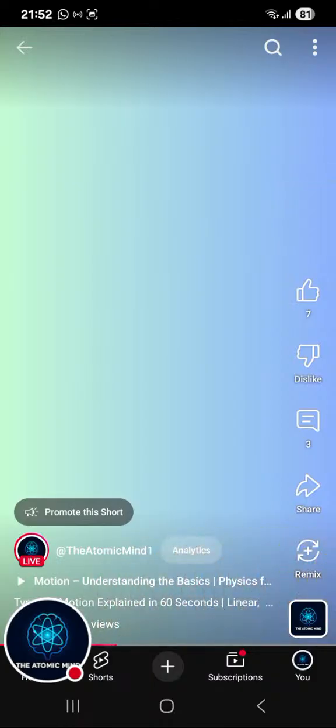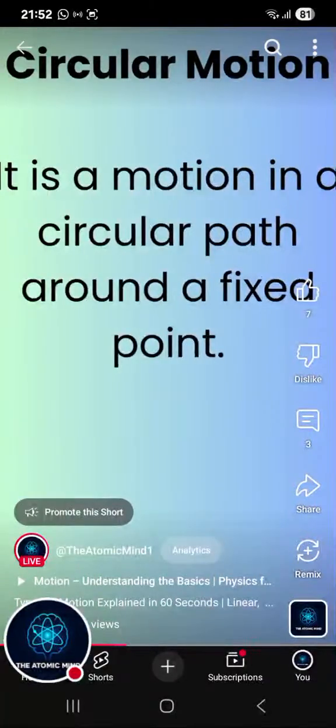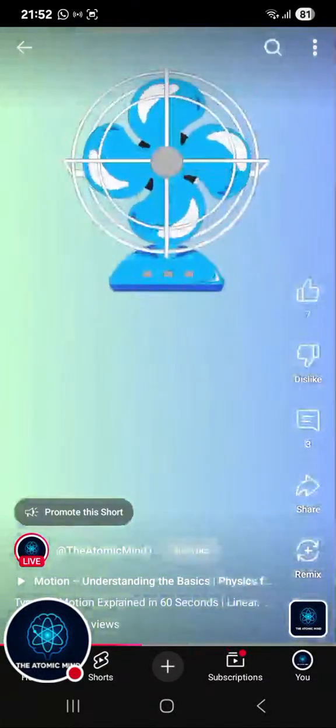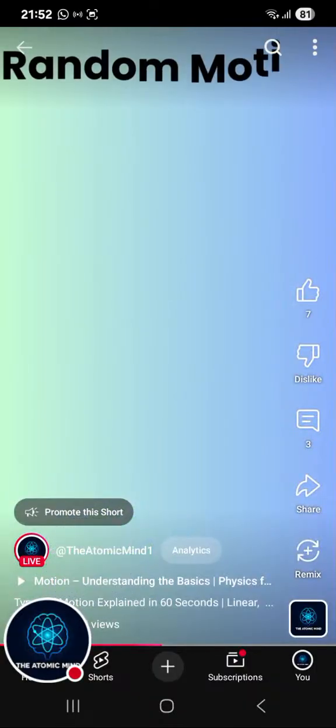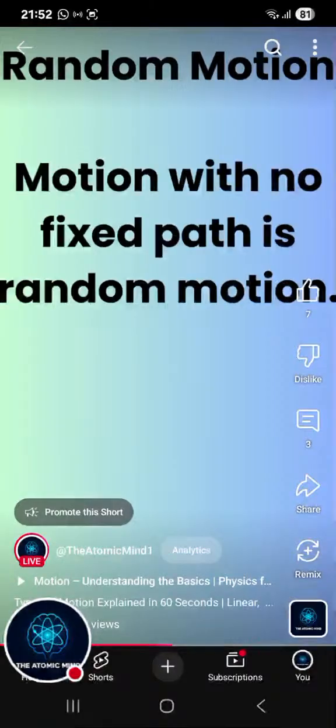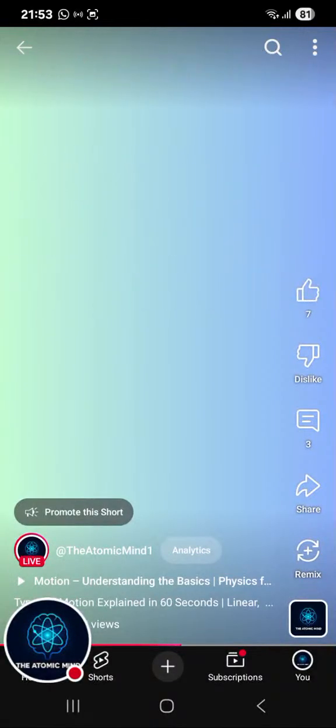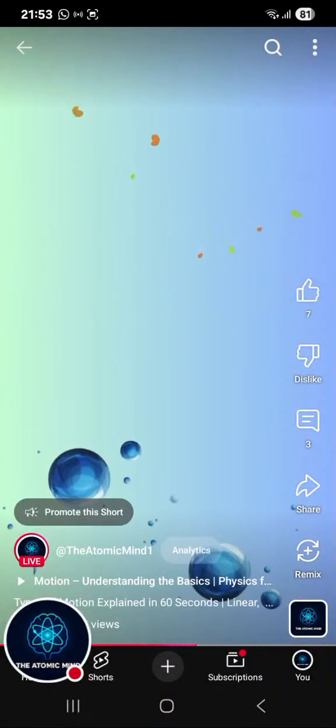Circular motion. Motion in a circular path around a fixed point is circular motion, like the motion of a fan blade or the earth revolving around the sun. Now, random motion is motion with no fixed path or direction, like the movement of dust particles in air or gas molecules in a container.